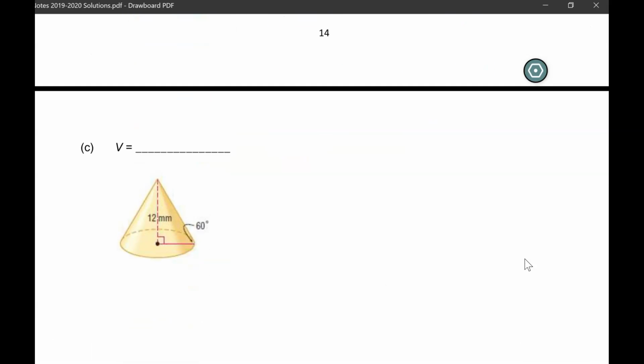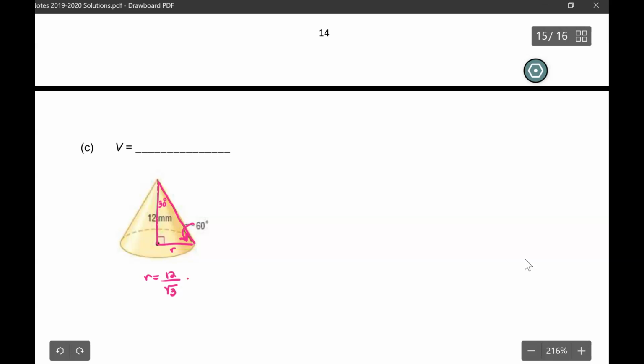All right, with C, they give us that this angle is 60 degrees, so we have a 30-60-90, and we need to use special right triangles to figure out the radius. If 12 is opposite the 30-degree angle, and this is pointing to 60, I want to take 12 and divide it by root 3. That's going to actually give us 4 root 3 for the radius.